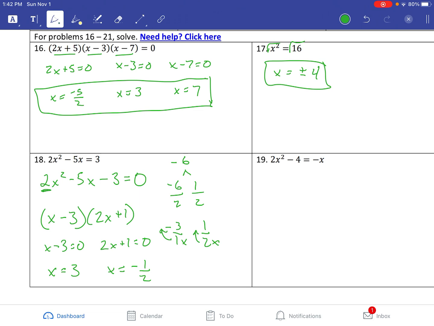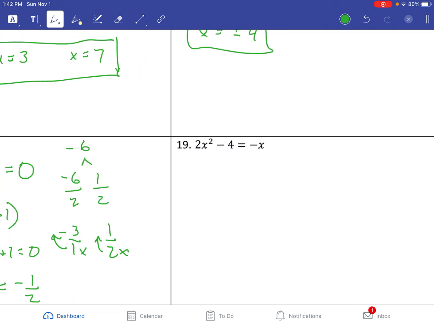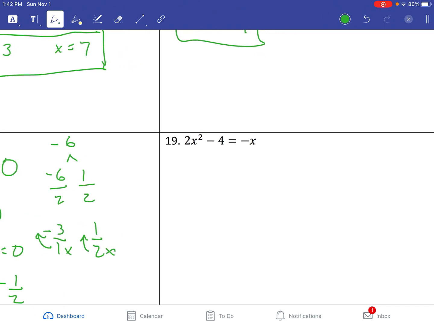Next, same idea, we have to bring that x to the other side, so I'm going to have 2x squared, add x and then minus 4. Set that equal to 0. Okay, so next what we're going to do is 2 times negative 4 gives you negative 8. All right, factors of negative 8, they give you positive 1. Well, there are none. Okay, so that's not going to work.